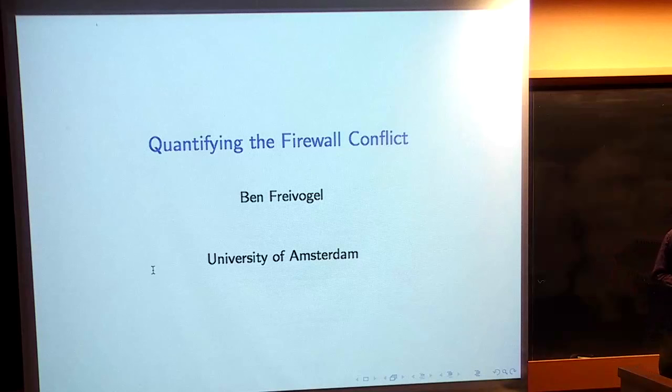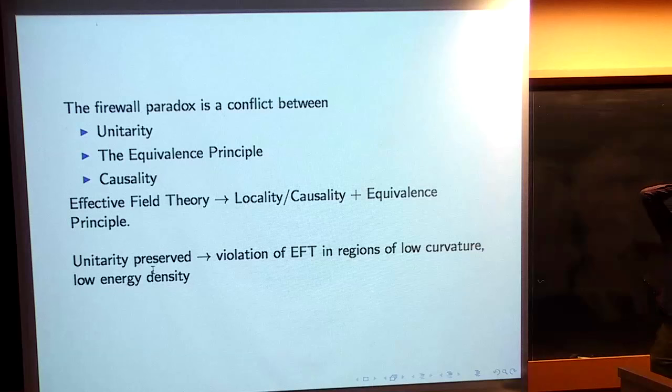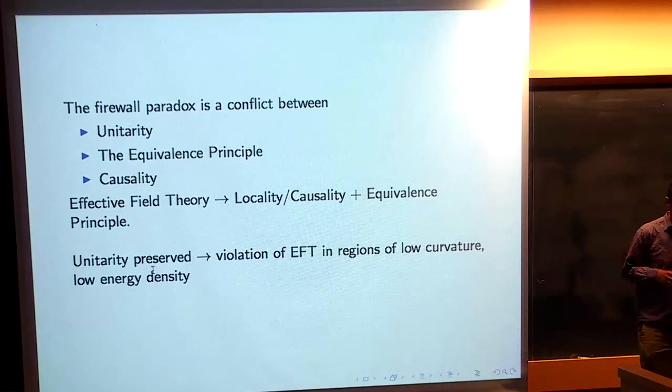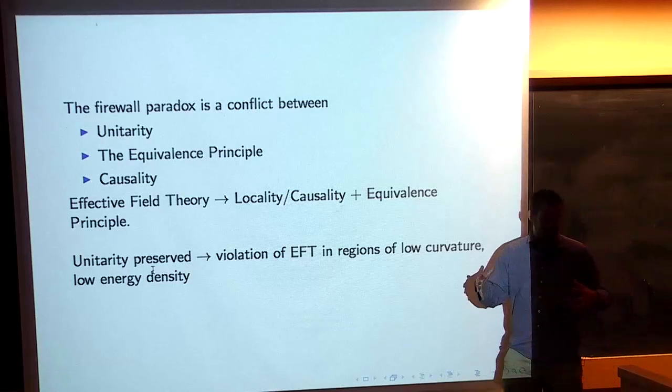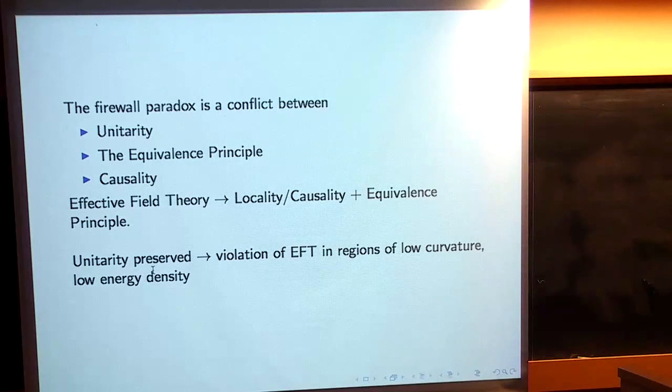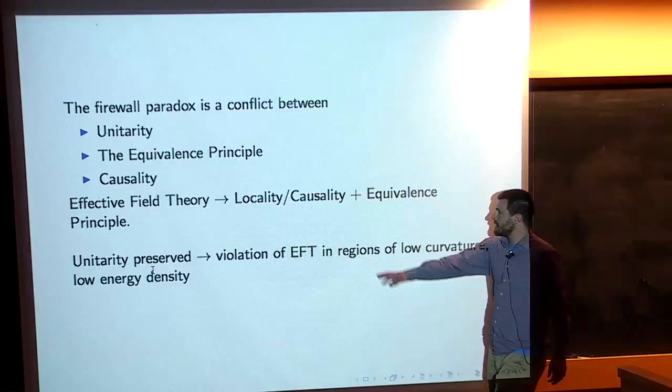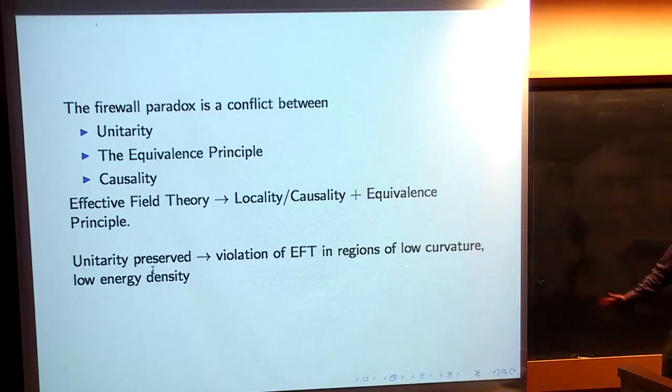So, for anyone who missed it, the firewall paradox is, as I want to state it, a conflict between three principles that we like a lot: unitarity, the equivalence principle, and causality, or locality. Effective field theory implies locality and causality, and it also implies the equivalence principle. At least we don't understand in effective field theory how you would violate the equivalence principle. What I mean by the equivalence principle here is the statement that in a region of weakly curved space-time, the quantum state is close to the Minkowski vacuum. This is what's been called the no-drama hypothesis. And if unitarity is preserved, then we have a violation of one of these two other principles. So we have some kind of violation of effective field theory in regions of low curvature and low energy density.